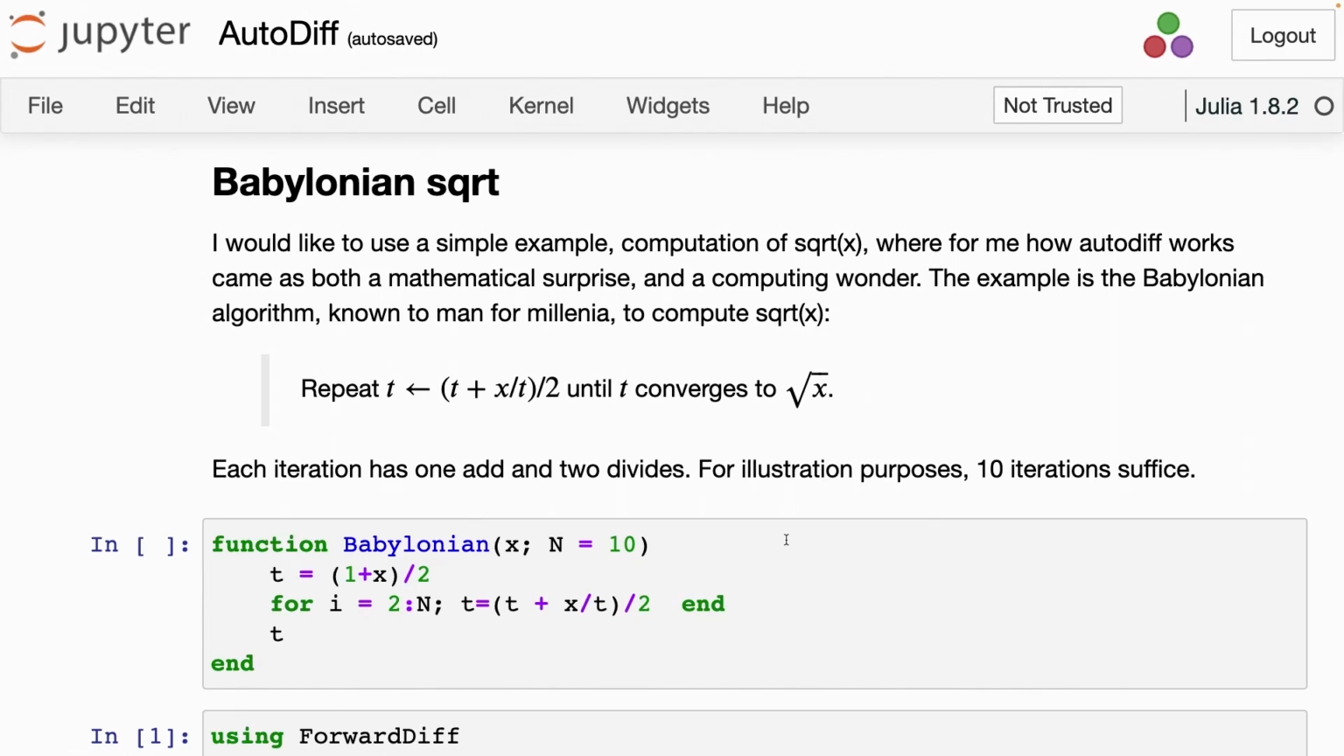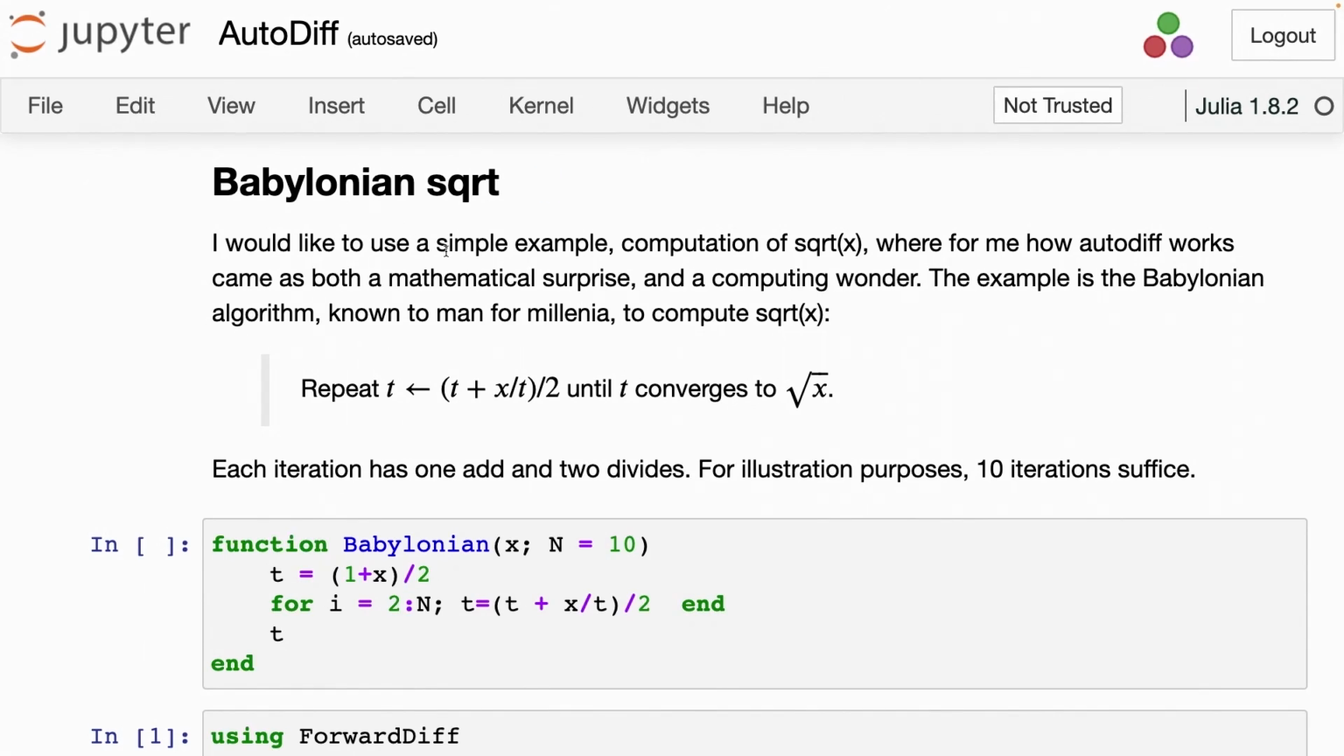I'm going to take one of the oldest interesting algorithms known to mankind, the Babylonian square root algorithm, which I think maybe you've all seen. If you haven't, you start with a guess t for the square root of x.